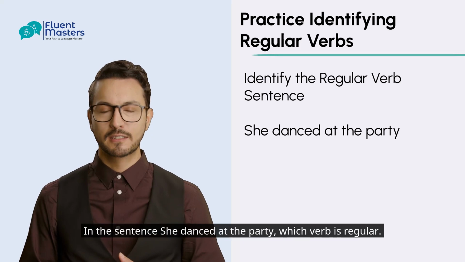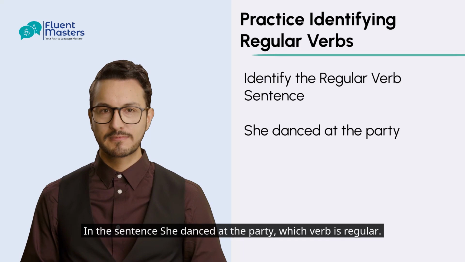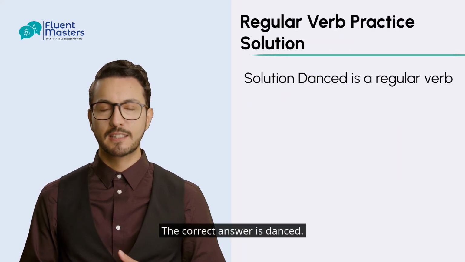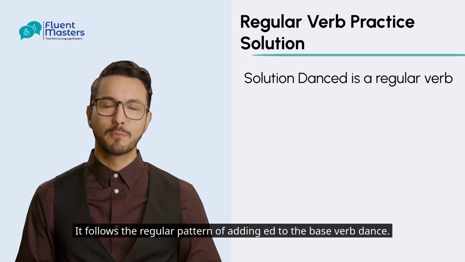Let us practice. In the sentence, she danced at the party, which verb is regular? The correct answer is danced. It follows the regular pattern of adding ed to the base verb dance.